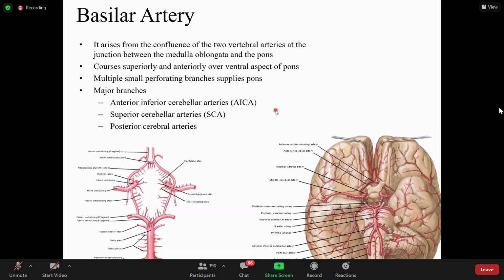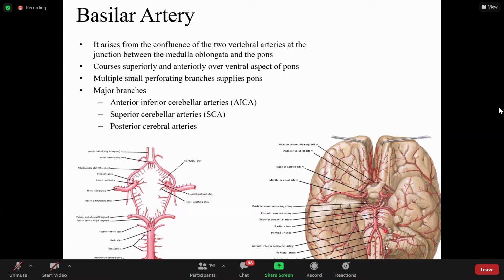Okay, so we'll continue with the basilar artery. If you recall from the vertebral artery, we have the PICA, posterior inferior cerebellar artery, and then both vertebral arteries unite to form the basilar artery at the medullary pontine angle. And guess what's going to be the first branch that's going to come off the basilar artery?